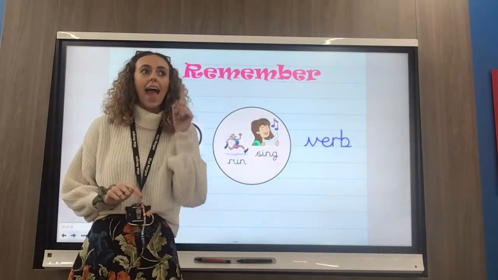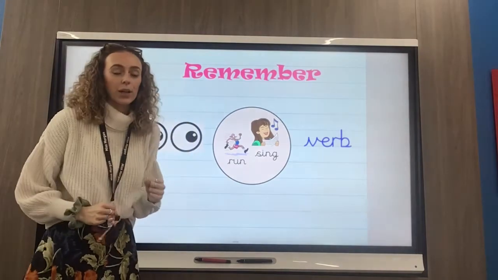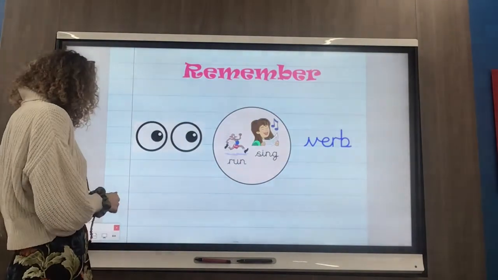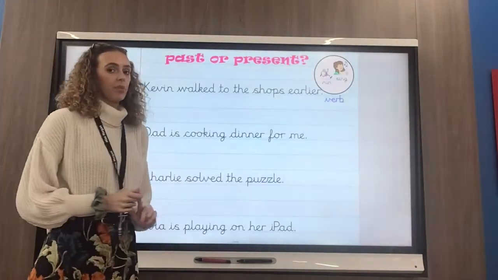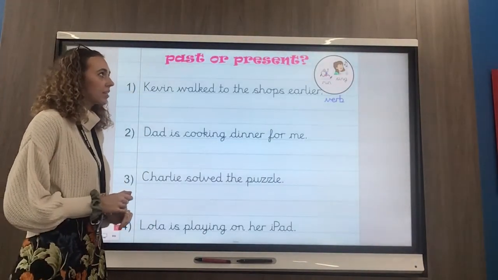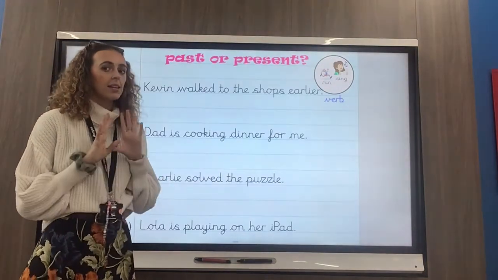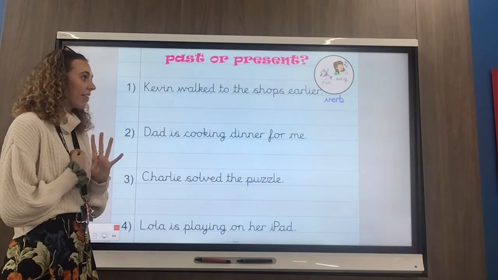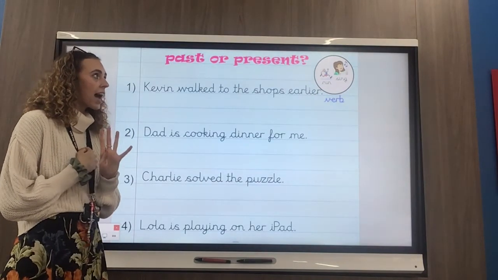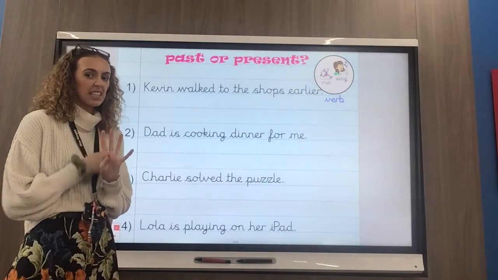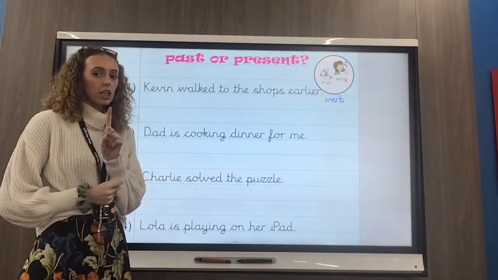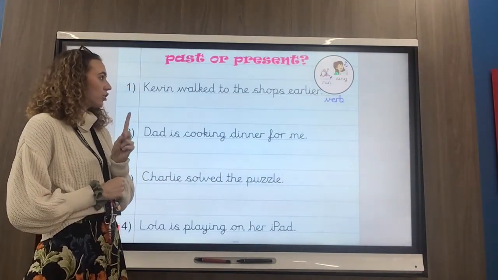So remember, a verb is a doing word. Run, jump, leap. Okay. So here, I have some past and present tense sentences. And I've got 4 altogether. And I'm sure we can find out if these sentences are written in the past tense or the present tense together. So let's look at our first question.